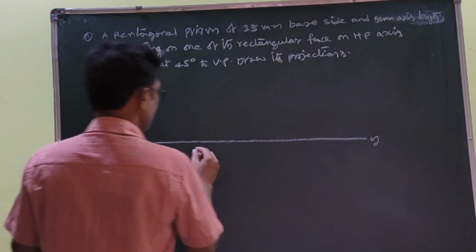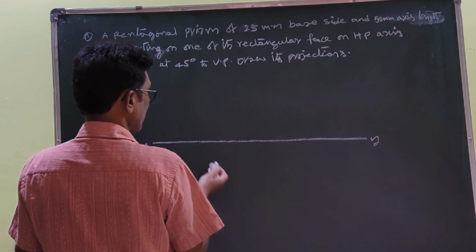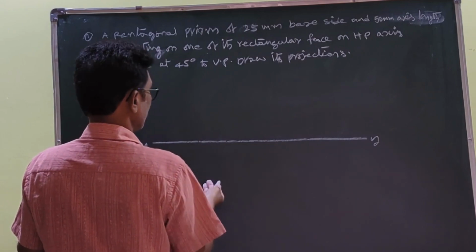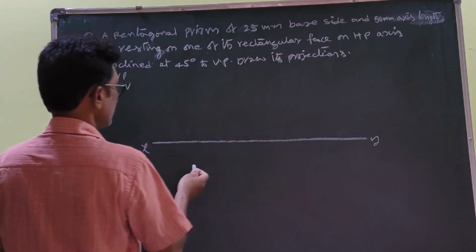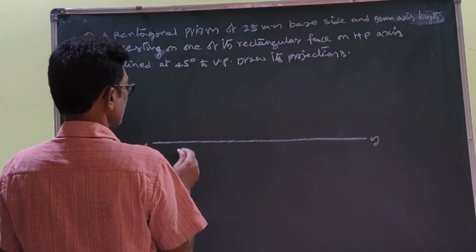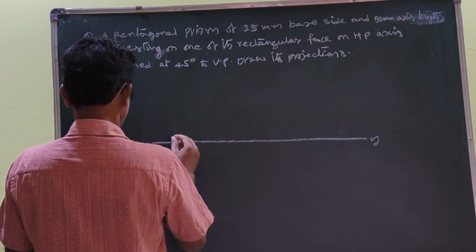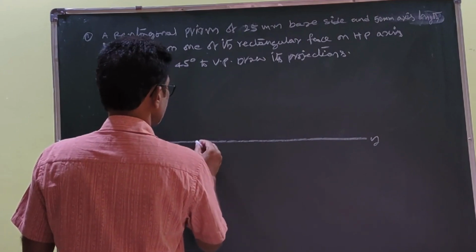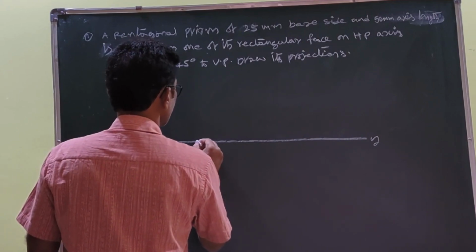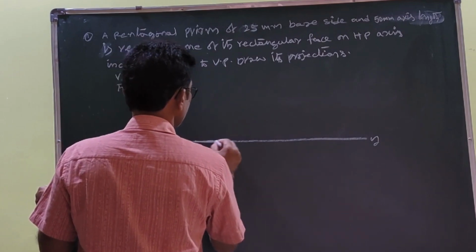Therefore, in the first position we have to draw a rectangular face of the pentagonal prism on HP. So first you develop the front view. One of the faces is on HP, so you draw the side of the pentagon on the x-axis.